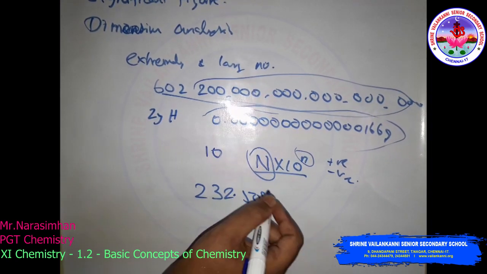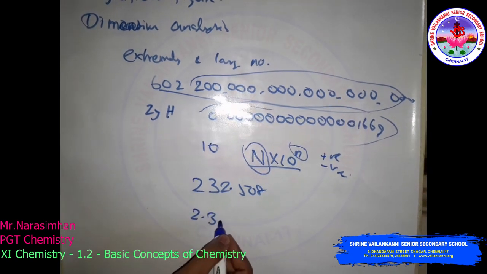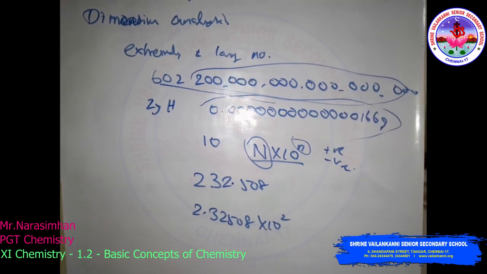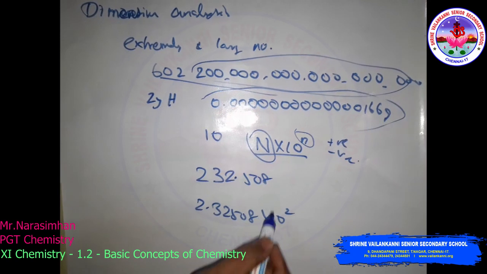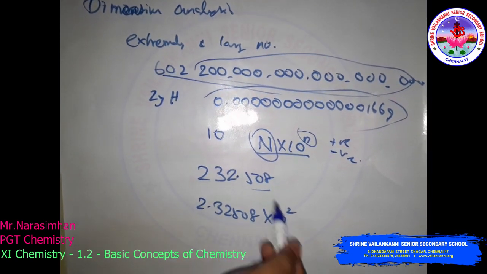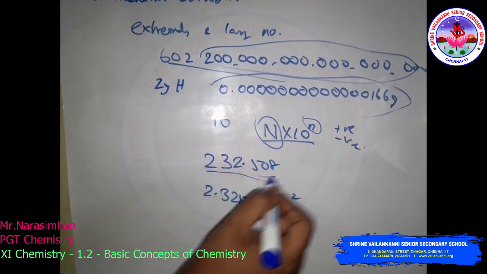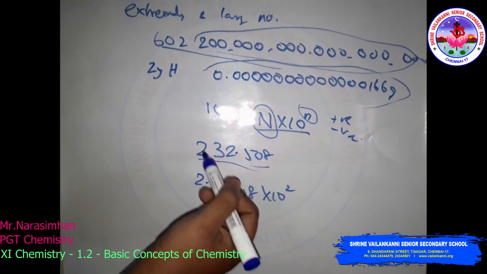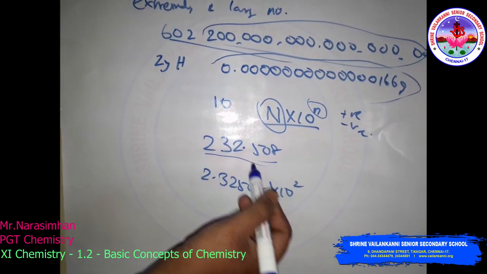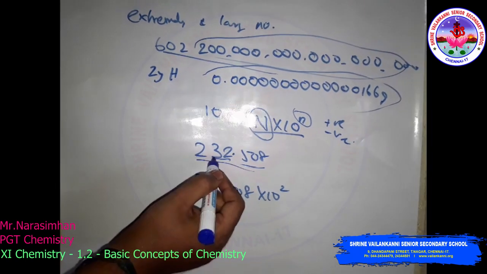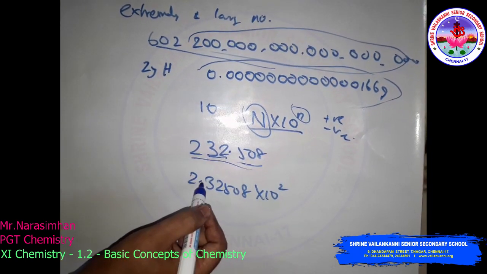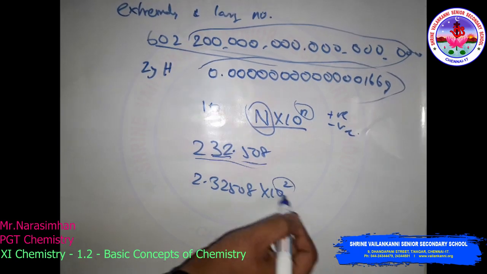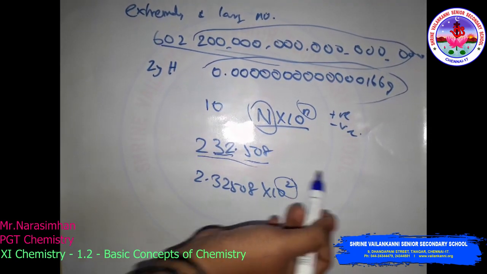For example, 232.508 we can write as 2.32508 times 10 power 2. Based on the decimal point, the decimal has to be moved to the left by 2 places, so 232. becomes 2.32, two decimal places. The same is the exponent, power 2, of the 10 in the scientific notation.